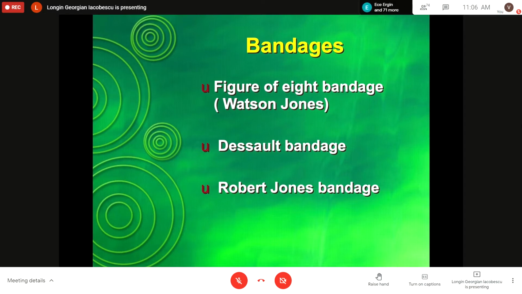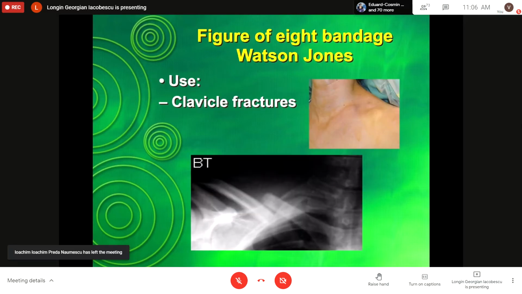If it wasn't taught to you, it's true that you have no clue about it. But let's start and discuss them individually. So you have the figure of 8 bandage, also called Watson-Jones. Its uses, as we already deduced, are for clavicular fractures. On the right is an image of a person with the clinical sign of a fracture of the clavicle in the middle third.